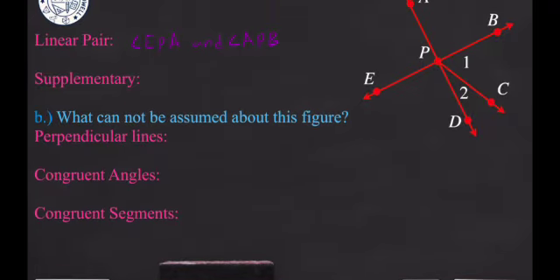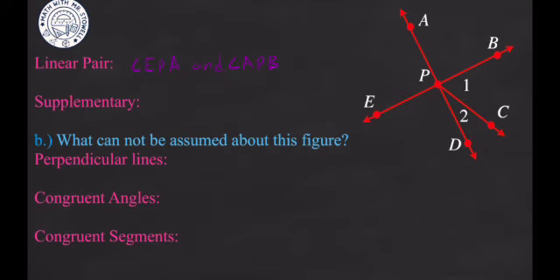What can we not assume? We cannot assume that angles are perpendicular. We cannot assume that because we do not necessarily know what this angle is. It doesn't tell us. So we cannot assume perpendicular lines. We can assume straight lines, but we cannot assume perpendicular lines.